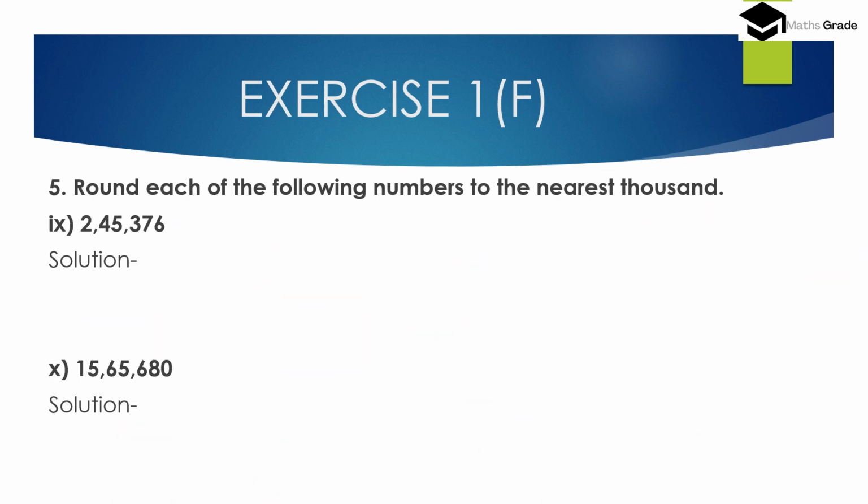Now question number 9th bit: 2,45,376. We have to round this number 2,45,376 to the nearest thousand. When we round any number to the nearest thousand, we first look at the 100s place value digit. Here the 100s place value digit is 3, and 3 is less than 5. So don't add 1 to the 1000s place value digit. Just write down the 1000s place value digit as it is, the 10,000s place value digit as it is, and the 1 lakh place value digit as it is. Now 2, just 2 only. This 4, the 10,000s place value digit, 4 only.